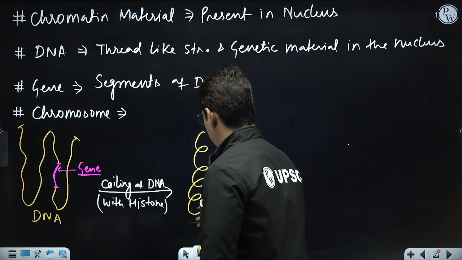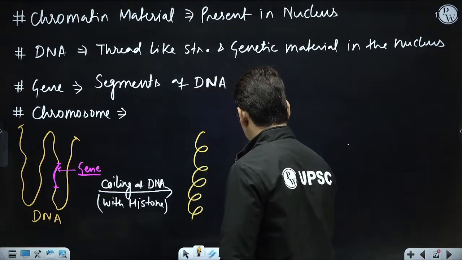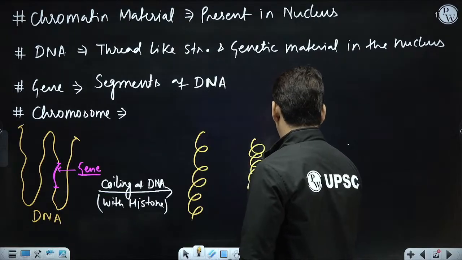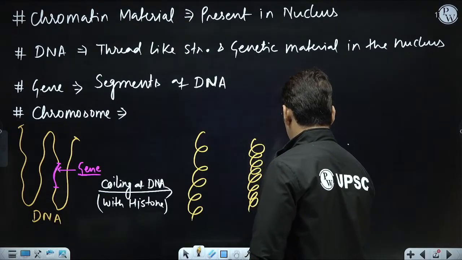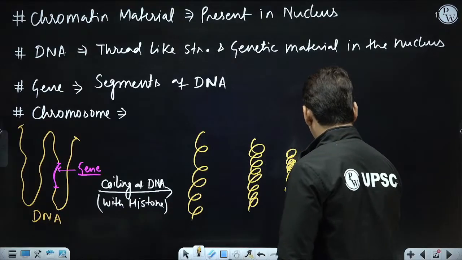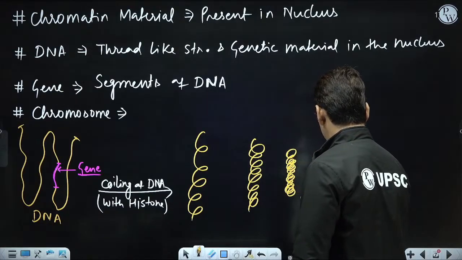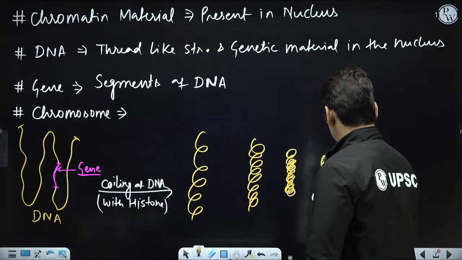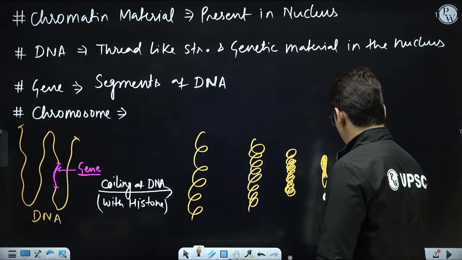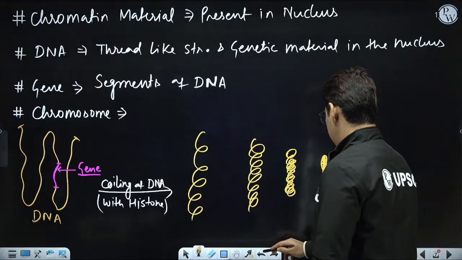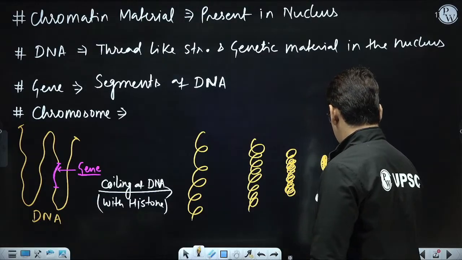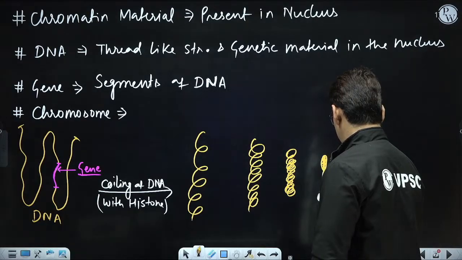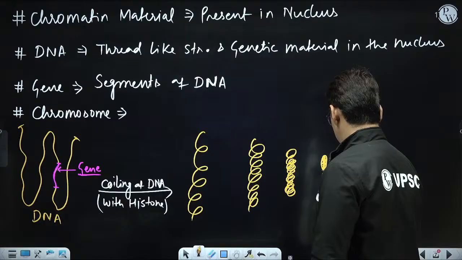This kind of coiling is like a spring. It will again coil like this. It will coil like this. Very dense coiling. And ultimately it will coil like this. So DNA has coiled very densely. Right?